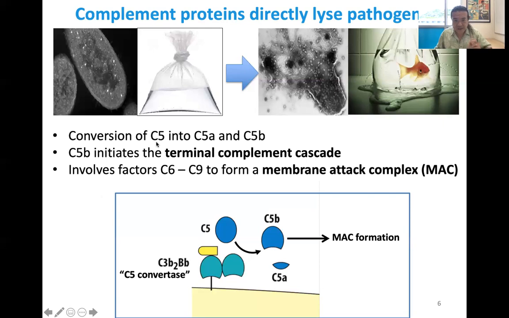When you convert the C5 into C5a and C5b, this C5b floats off and starts what we call the terminal complement cascade. Ultimately, what it will do is it'll start recruiting other complement proteins C6, 7, 8, and 9, to form a special complex on the surface of the bacteria known as a membrane attack complex, or MAC.